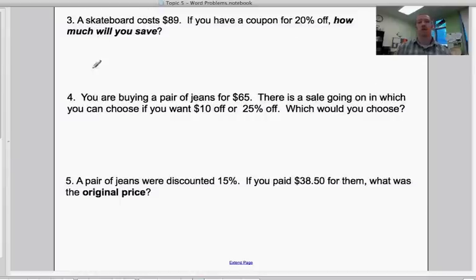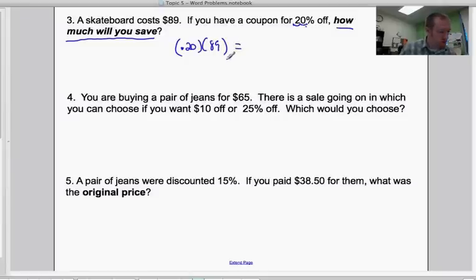Alright, so as I said, I'm going to be solving these my way using the multiplying by percents as a decimal. So if a skateboard costs 89 bucks and you have 20% off, how much will you save? So this is really just asking for what money is being subtracted off of 89. What's the discount? So you would just make this into a decimal, move it twice, so we have 0.20 times 89, and that gives us 17.80. So that's how much you save. If you wanted to know the total price, it'd be that off of 89.